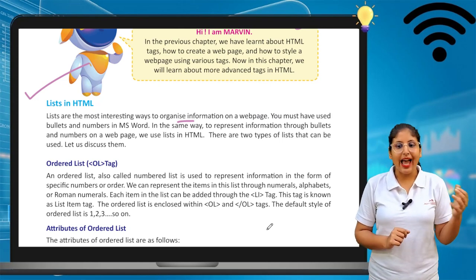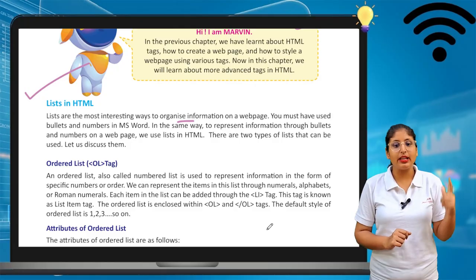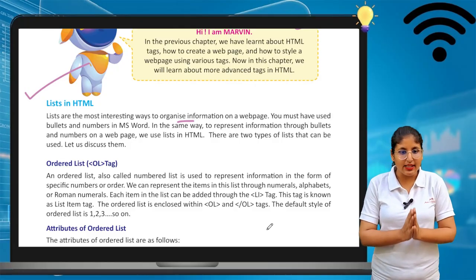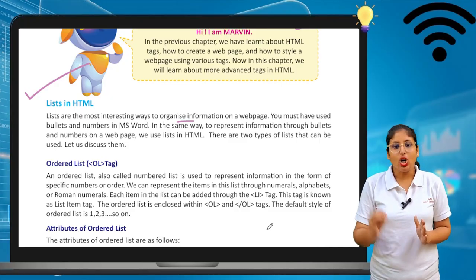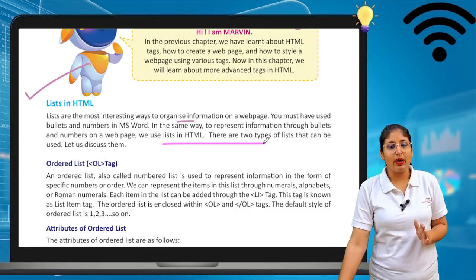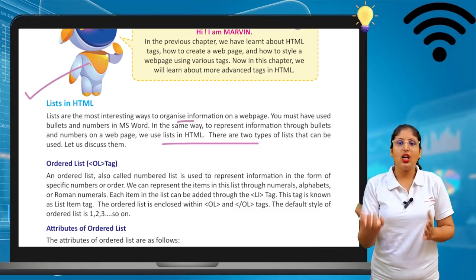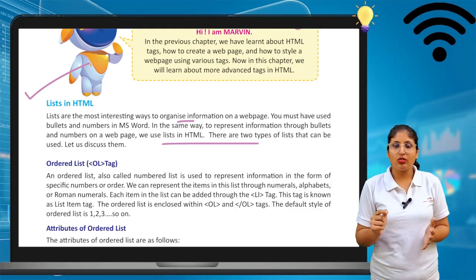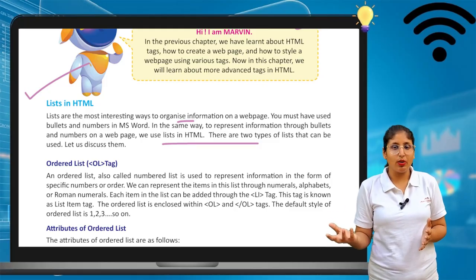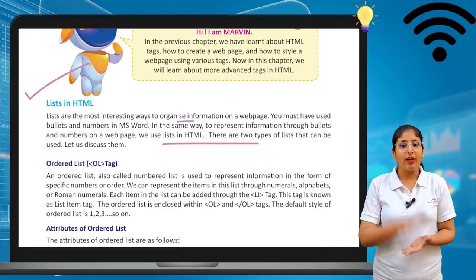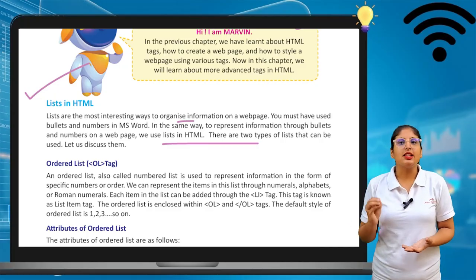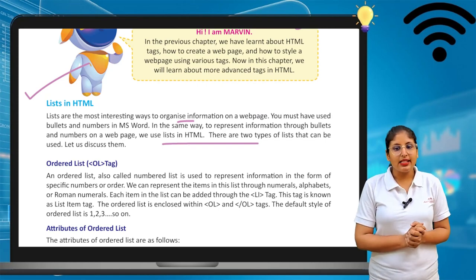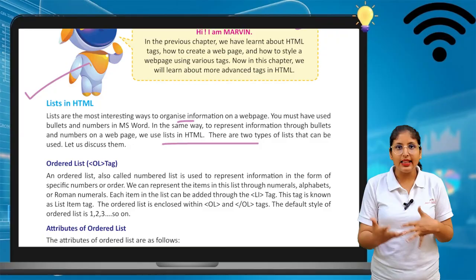You must have used bullets and numbers in MS Word. In the same way, we represent information through bullets and numbers on the web page. If you want to write with numbers, number 1, number 2, number 3, or add bullets, we can use these HTML tools to create bullets and numbers in web pages. So there are two types of lists that we have to discuss.